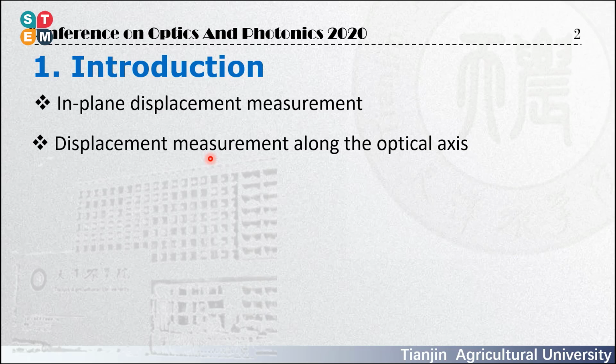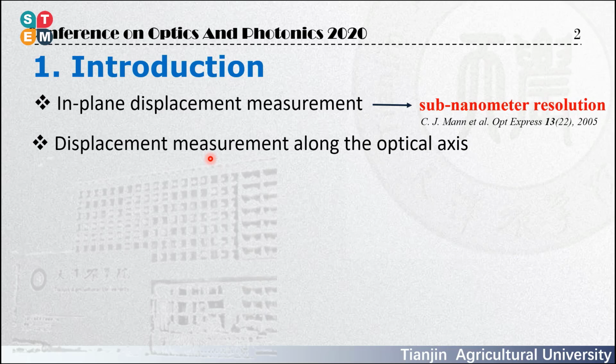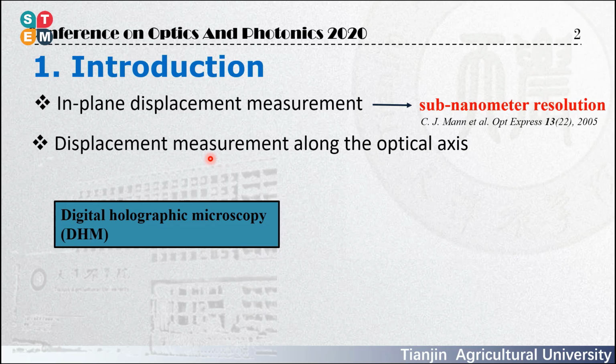The in-plane displacement measurement has already reached the nanometer scale or even sub-nanometer resolution because the feature shape of the particle, namely the circular shape, can be fully utilized in image processing. But the displacement along the optical axis is not as easy to bring to the nanometer scale. Digital holographic microscopy, DHM, is an effective, commonly used approach to particle tracking. The advantages are non-invasive, non-contact refocusing, and so on.